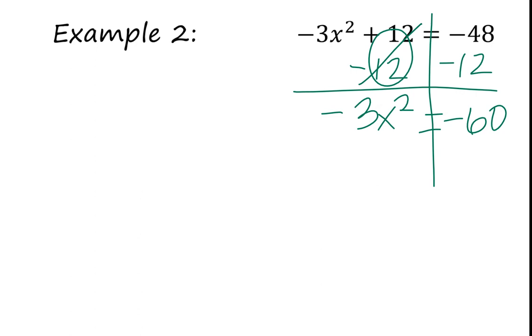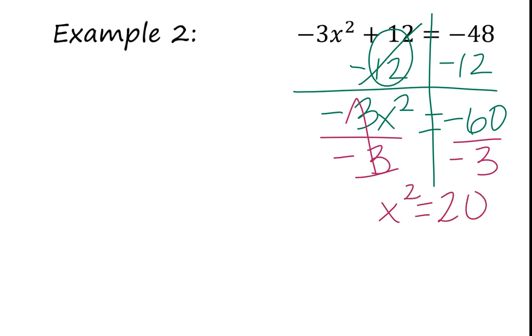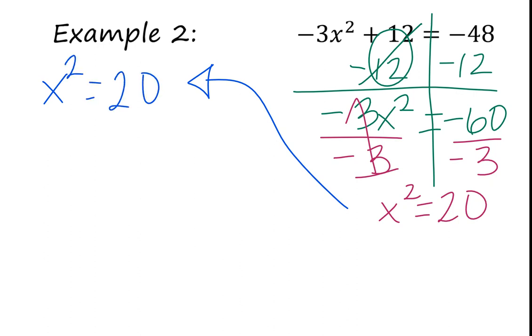Now my next step is going to be what we did in example number 1. I get to divide by negative 3. When I divide by negative 3, I get my invisible 1. So I have x squared equals 20. I'm going to bring this over here to the left side because I'm running out of room. So I have x squared equals 20. At this point, I can take the square root of both x squared and 20.